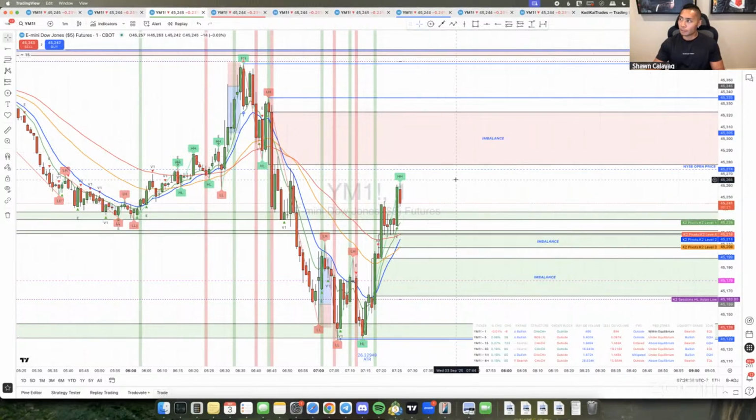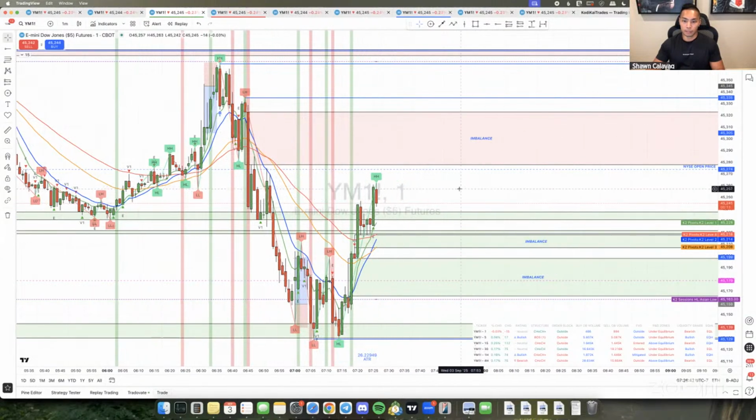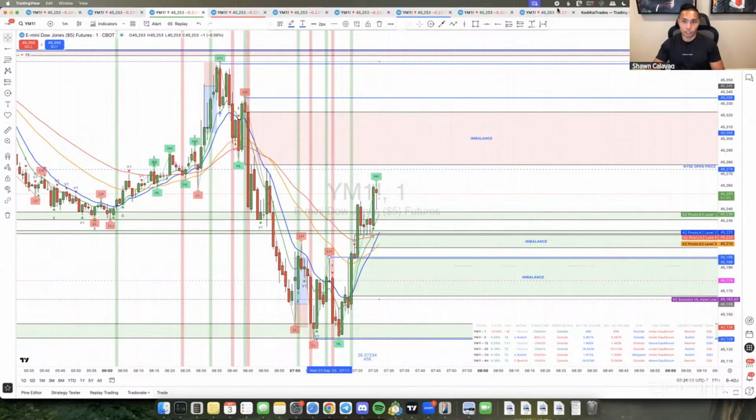All right, so we got an imbalance on both sides. We got an imbalance right here, imbalance down here. Price is now correcting back up, but like I said, this isn't exactly the best type of market to take these directional moves. There technically was a high-low break and retest right here, but because price was ranging, I wouldn't have taken that. Plus, the candle was huge.